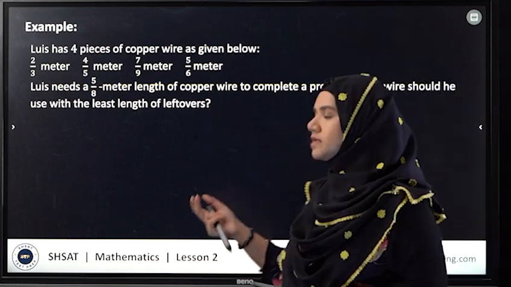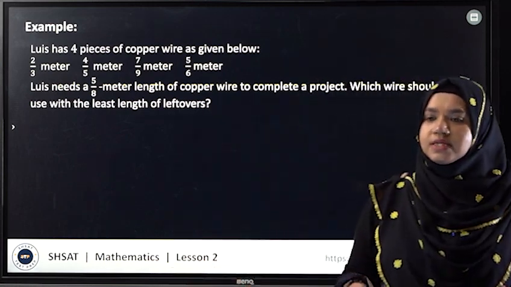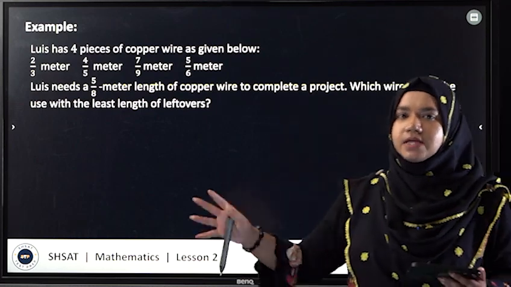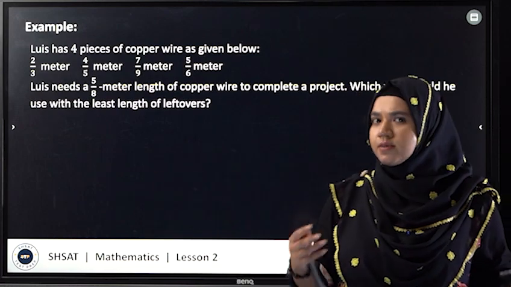Okay, so basically that's what happens when we go to a store. Let's say you need this amount of something, but the store only has packets of 5, packets of 10, packets of 16, 15, 20, and something like that.